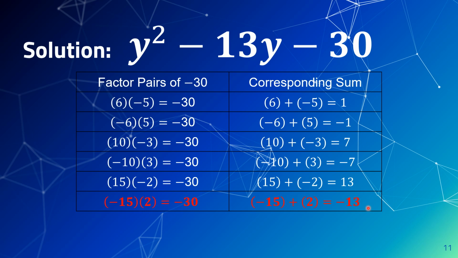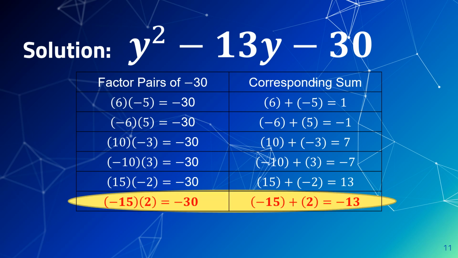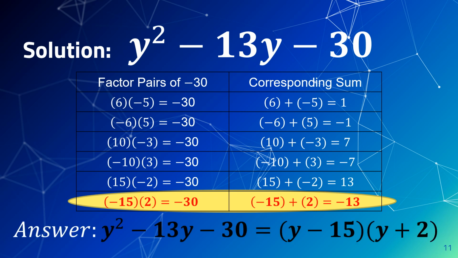It should be negative. Therefore, if you interchange the signs, we have negative 15 times 2, that is also negative 30. And if you add these two factors, you will get negative 13. And this is what we are looking for. Therefore, the factored form of y squared minus 13y minus 30 is the quantity y minus 15 times the quantity y plus 2.